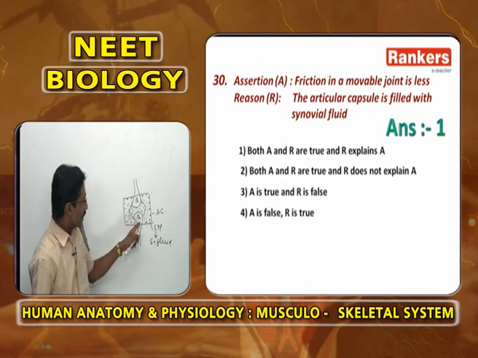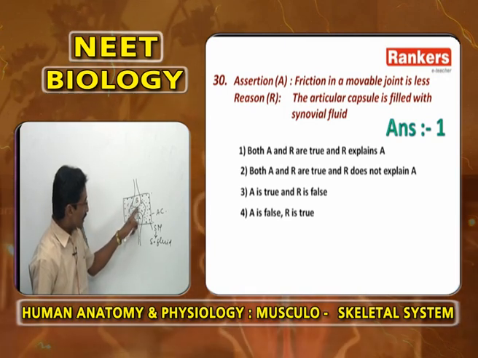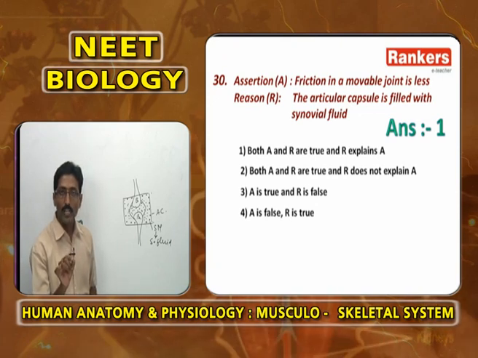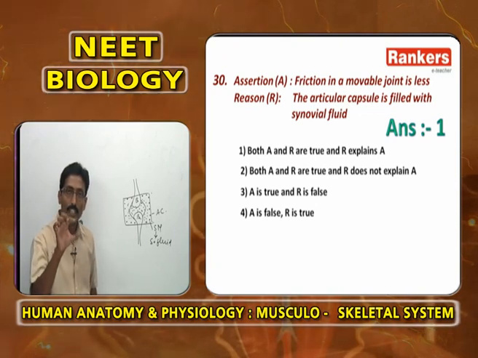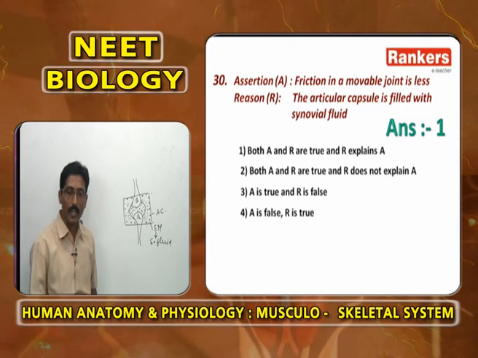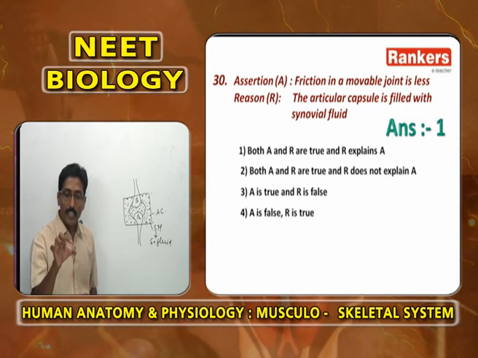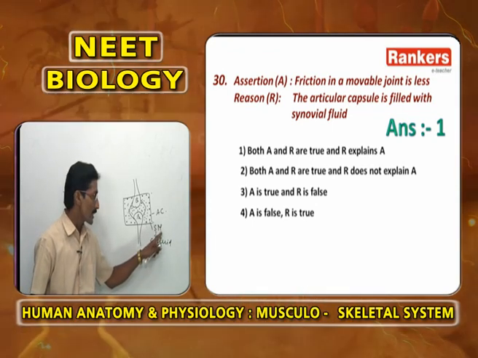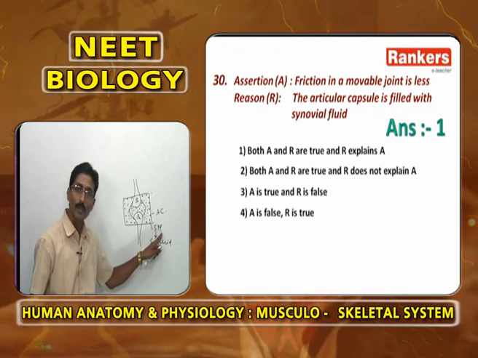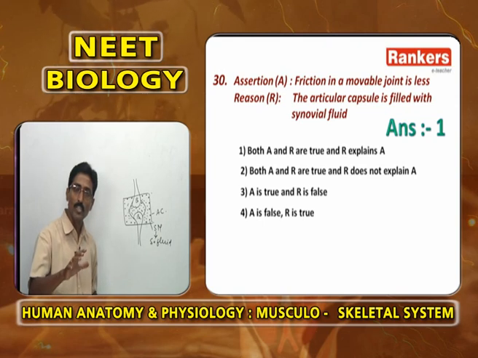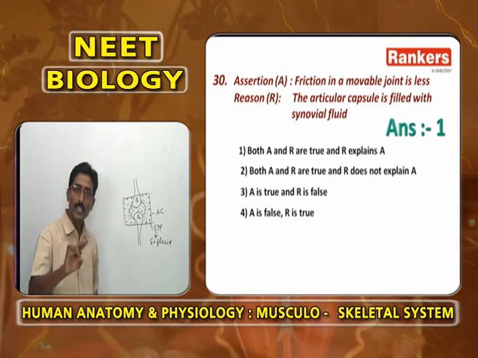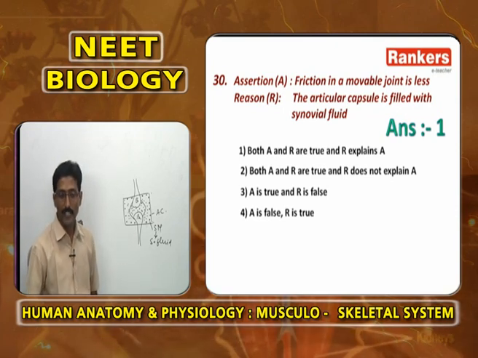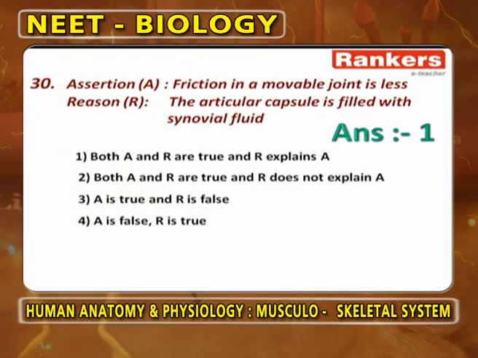In a movable joint, the friction between the two bones is very less because the joint is present in an articular capsule. The articular capsule is filled with what type of fluid? Synovial fluid secreted by synovial membrane. So in a movable joint between two bones, the friction is very less. So both are correct and the reason explains the assertion. Now we go for the next question.